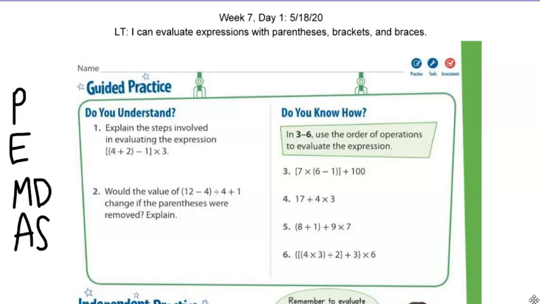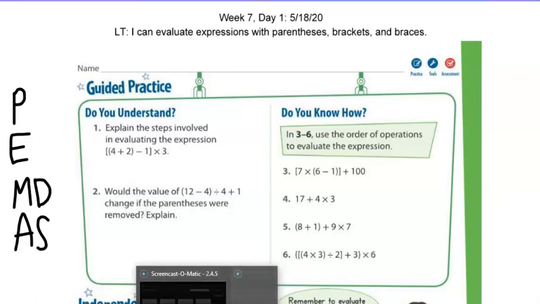So this is a trip down memory lane. We're going to be doing a review lesson today. You should already have some background knowledge using PEMDAS and those order of operations. So this is just going to be kind of a quick review.